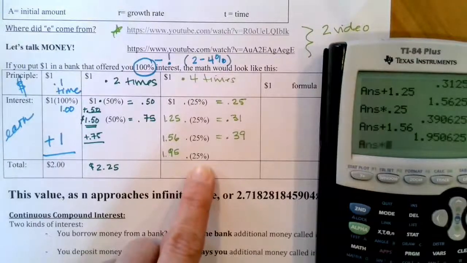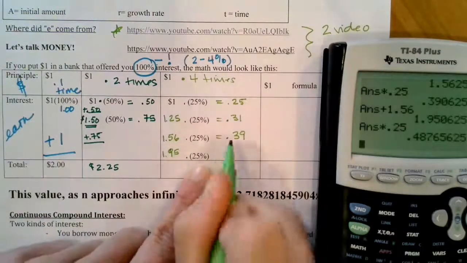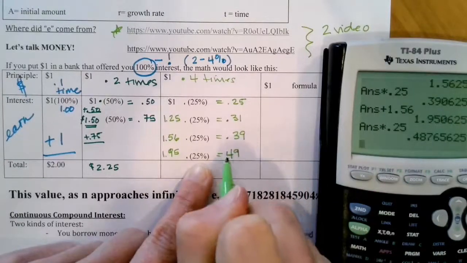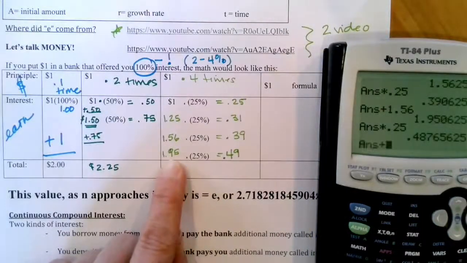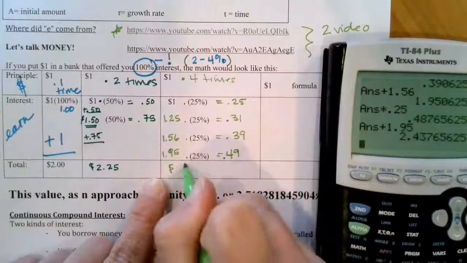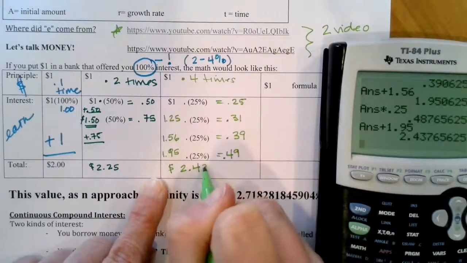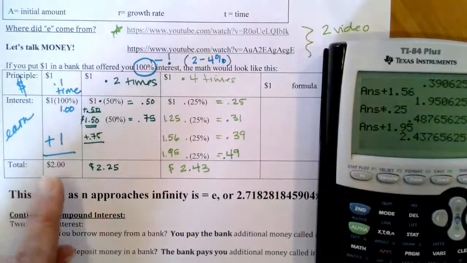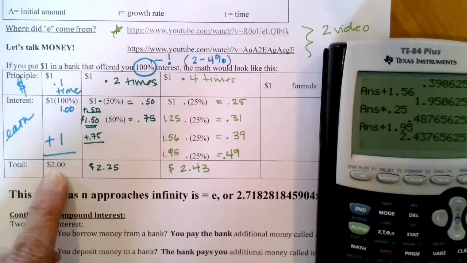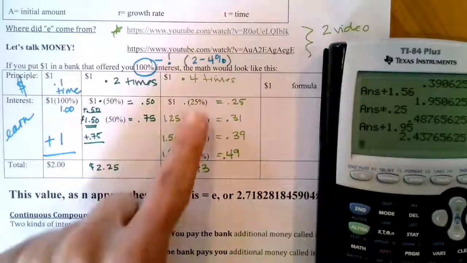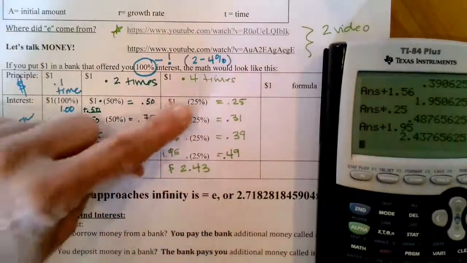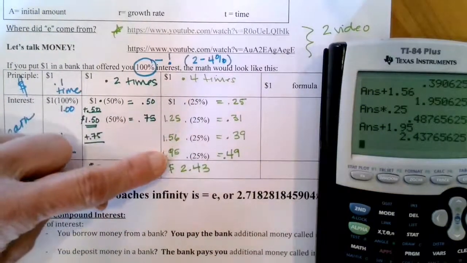I've got one more interest payment, which is going to give me 48, I'm going to round that up, okay? 49 cents added to the money that I already have. And now check it out. I ended up with $2.43. So if they do that same calculation once, I get $2. If I ask the bank to calculate it 4 times, I've just made 43 more cents. And that is because I'm earning interest on the money that I've already calculated.